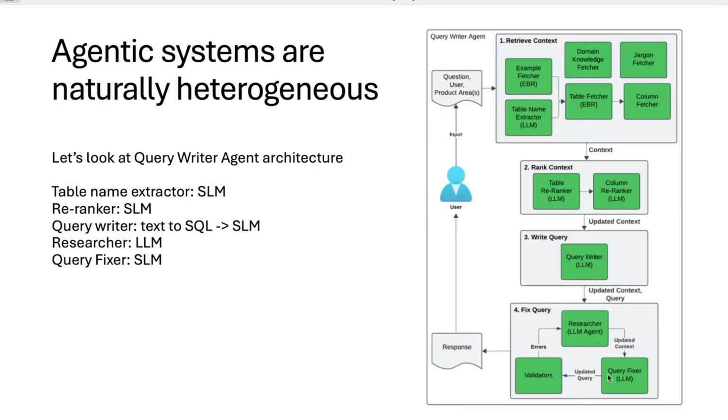And then in the end, there will be a self-reflection process to run the query, get some errors, and then research on it and try to automatically fix the errors by itself. And you will see lots of LLM calls over here, right? Like the table name, re-ranking. So this is like a ranking model. And then there will be a query writer model and then a researcher.